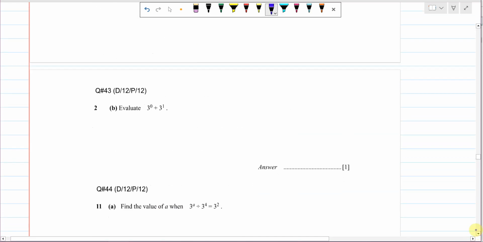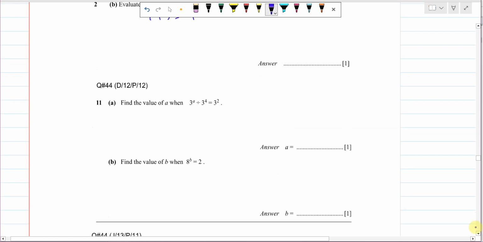3 power 0 is 1 plus 3 power 1 is 3, it is equal to 4. Next, 3 power a divided by 3 power 4. So you've got the same bases, right? If the bases are the same and they are dividing, the powers need to be subtracted. a minus 4 equals 3 square. Now the bases are the same, so equate the powers. a minus 4 equals 2 and you get a equal to 6.